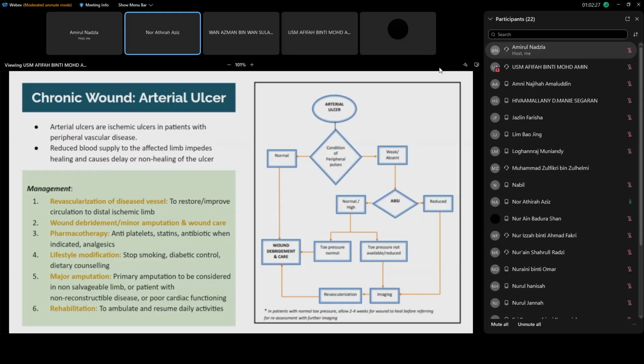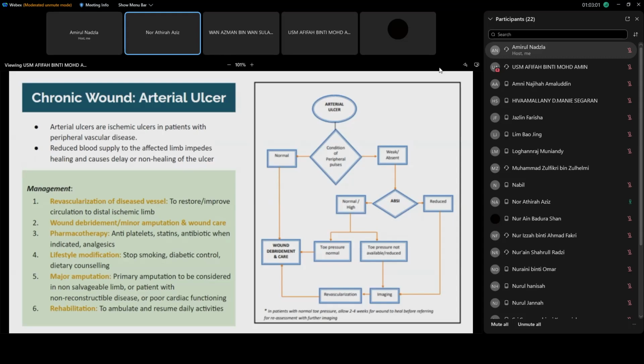Okay, next is arterial ulcer. So arterial ulcers are ischemic ulcers in patients with peripheral vascular disease. So it happens due to reduced blood supply to the affected limb, which causes delay or non-healing of the ulcer. As for the management, you can see on the right side. First we feel the condition of the peripheral pulses, and if it's normal, we can proceed with wound debridement and care.